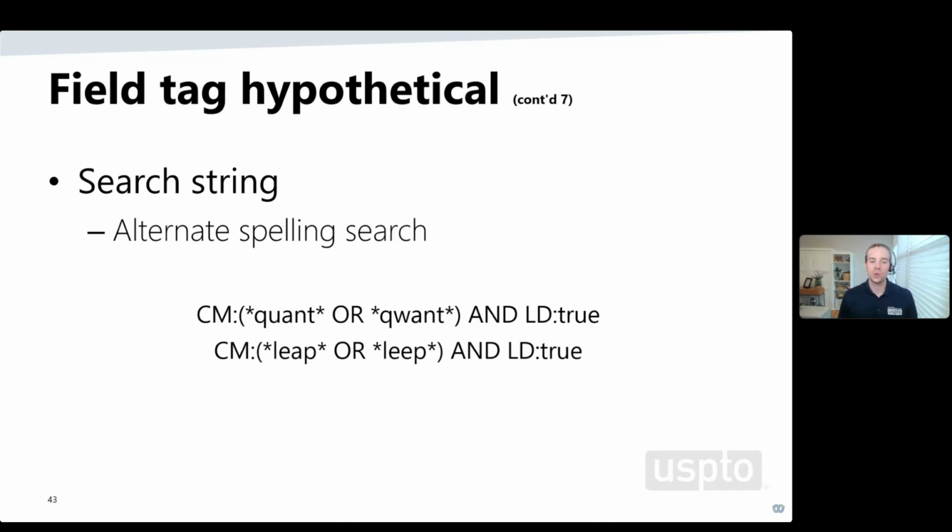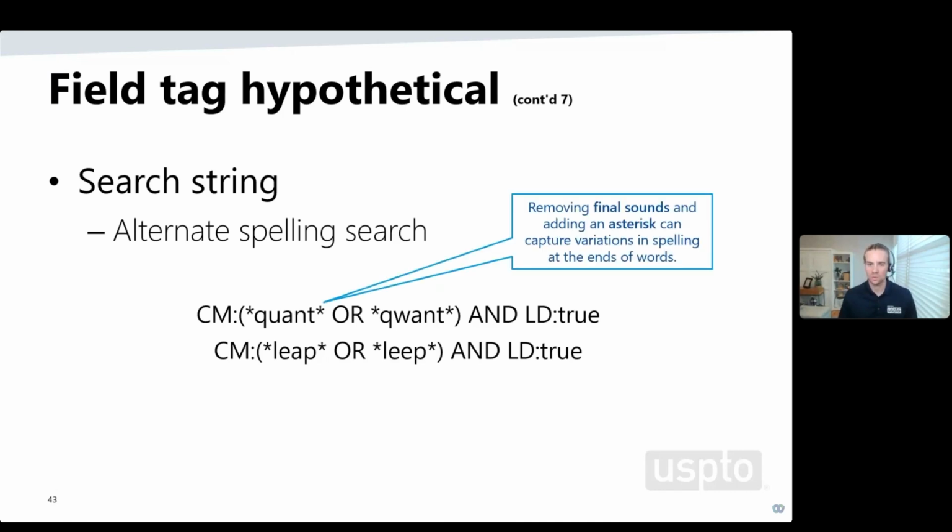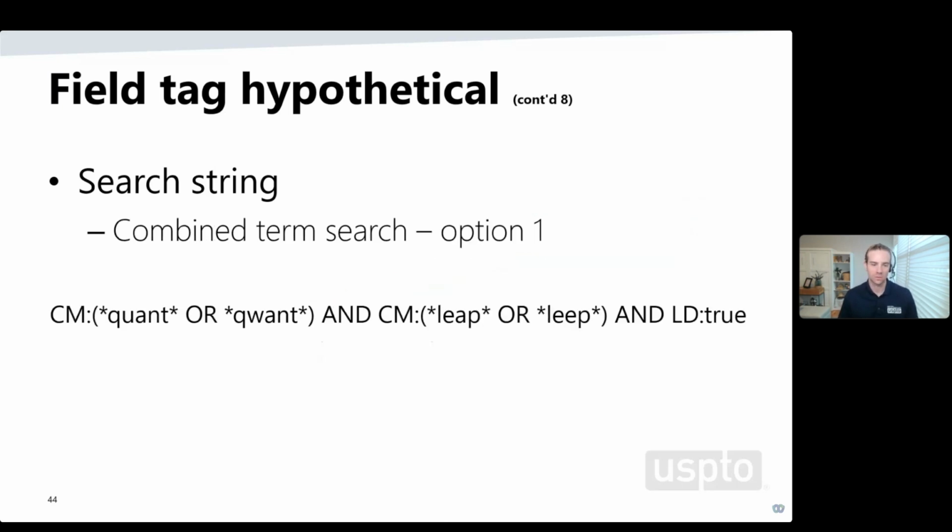While we're at it, let's do leap. Same thing, infinite stuff on the front, infinite stuff on the back. Let's spell it L-E-A-P or L-E-E-P. And again, I only want the live ones. So there you go. Removing the final sounds and adding that asterisk can capture different variations of that spelling. If you want, you can combine all of that into one giant search. For me, that's a little unwieldy. You can do it. The system will recognize it just fine and run the search.